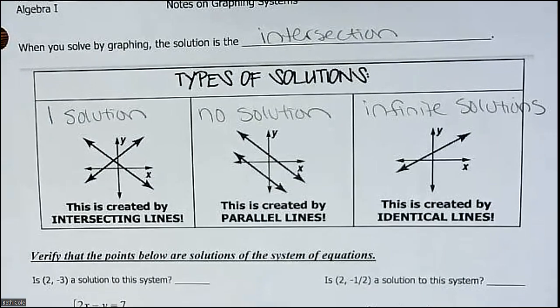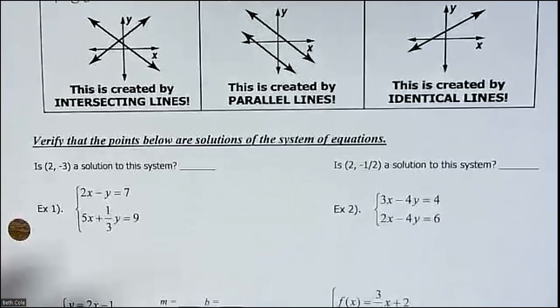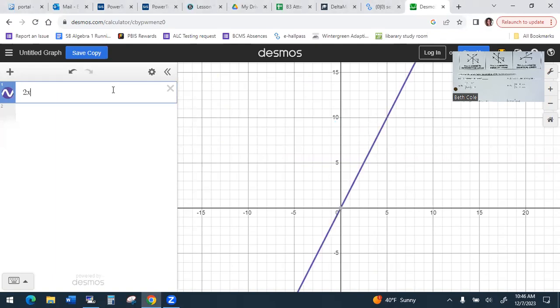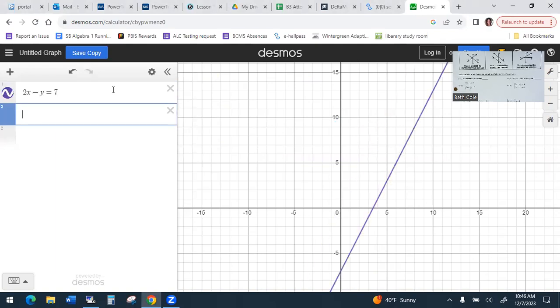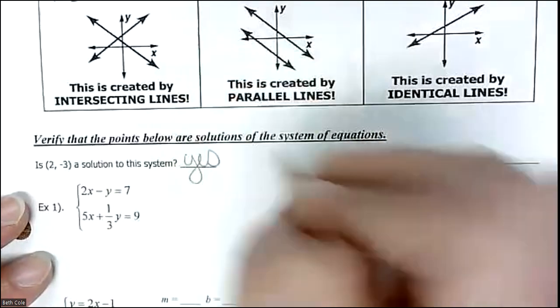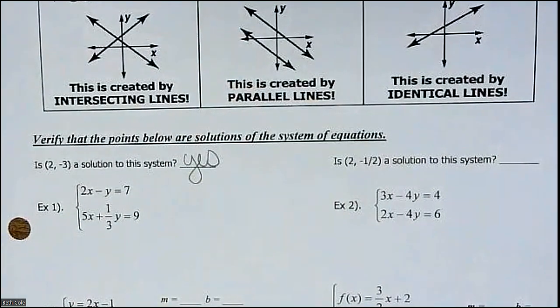All right, so verify that the points below are solutions of the system. What we're going to do is type it in, and all I need you to do is watch. I am not trying to bore you to tears, but you do have to know how to type these things. So just look, 2x minus y equals 7, and then the other one is 5x plus 1/3 y equals 9. I'm going to click on the intersection. Is that what it says on your paper? 2, -3. Yes, so that one is yes.